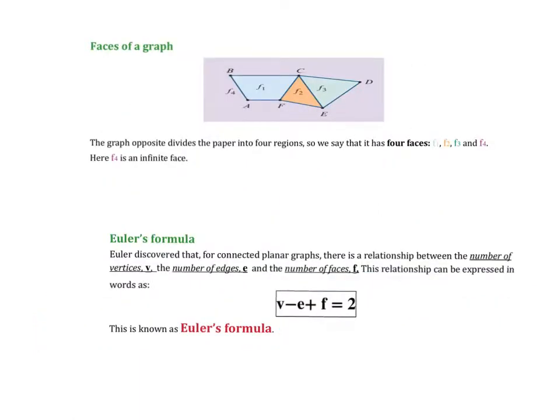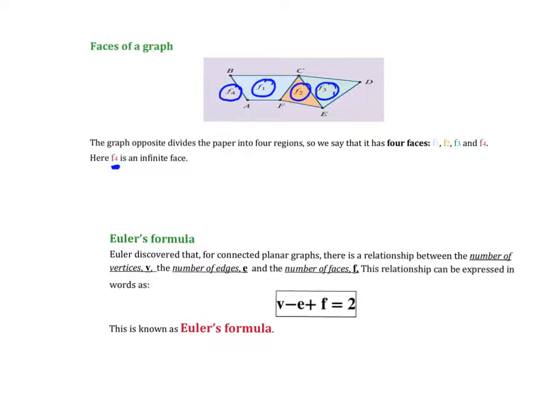A face of a graph is a region in our graph. So it's the amount of regions that it's divided up into. Something that we need to be really mindful of here is that the region outside the graph is also considered to be a face of the graph. So in this particular case, you do have F1, F2, F3, F being the face, and you have F4 outside. That's something to keep in mind when we're using Euler's formula, which is the next section here.